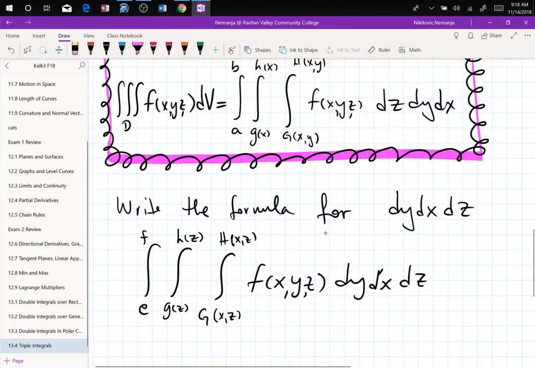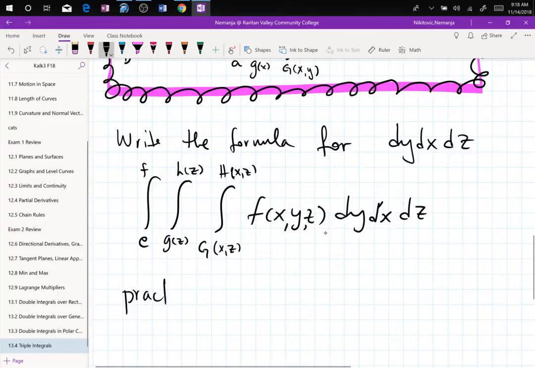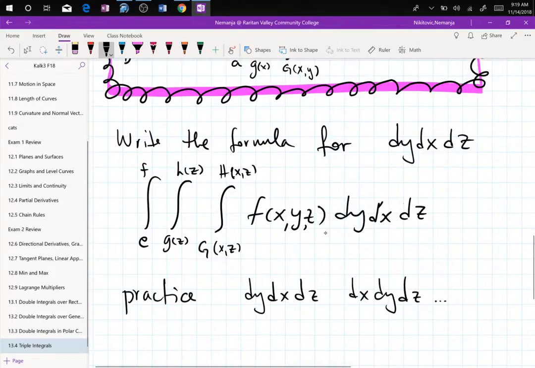That will be the setup for, because not every object will be set up using the dz dy dx order. We have that, and then you can practice. Just writing the limits. Practice for dy dx dz, and dx dy dz. You have these, so you can practice for these and get them settled.